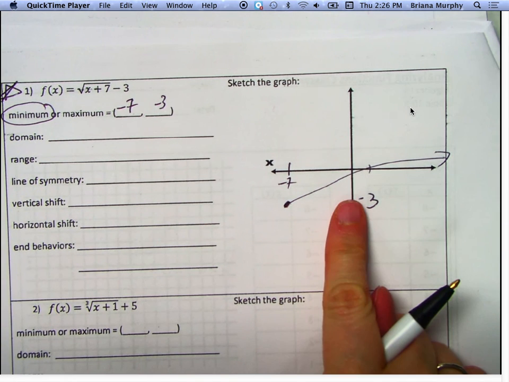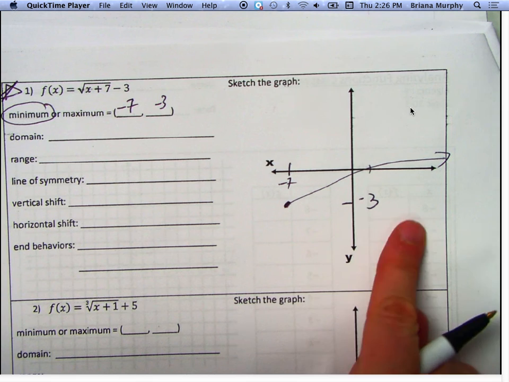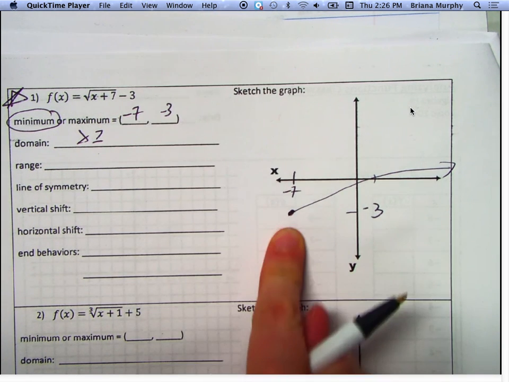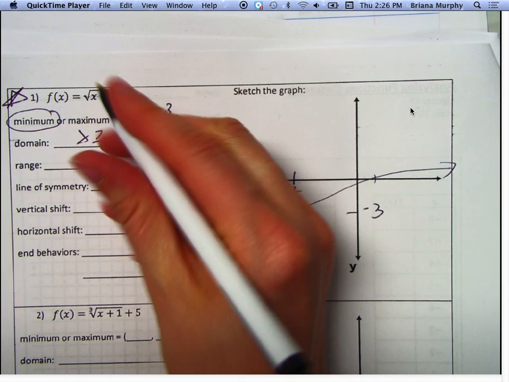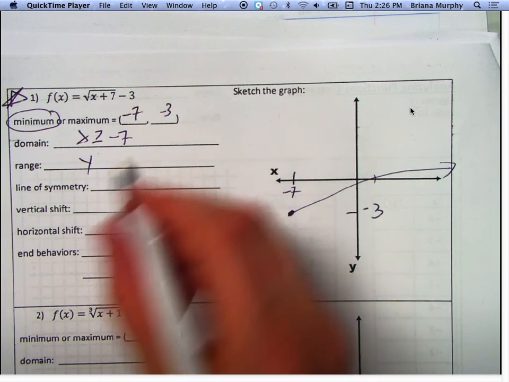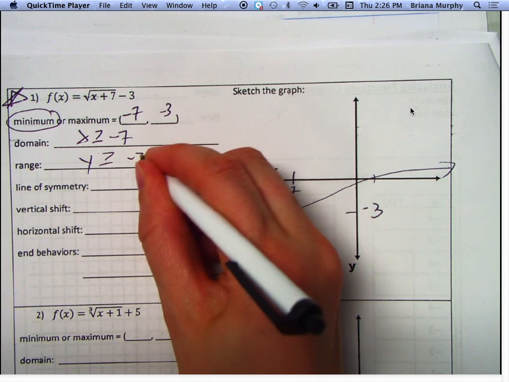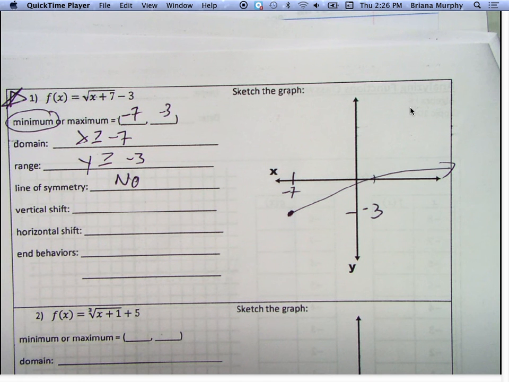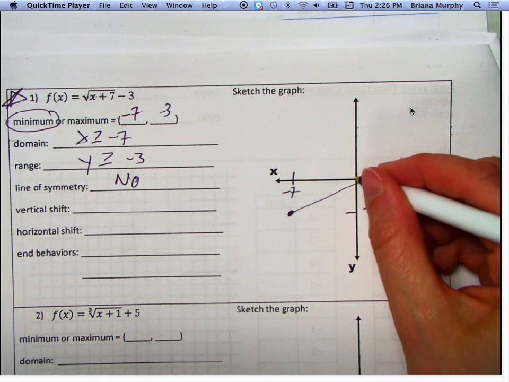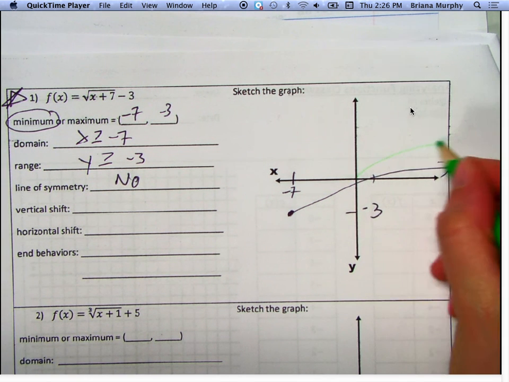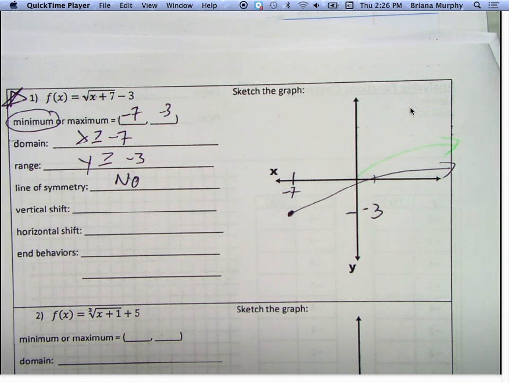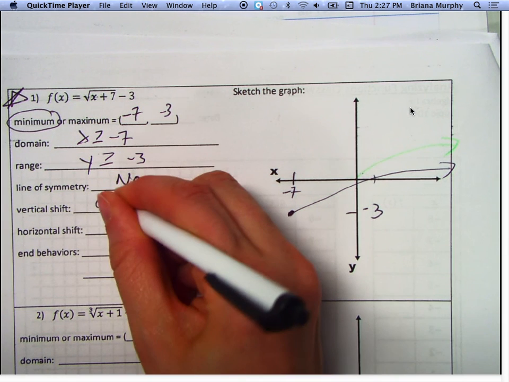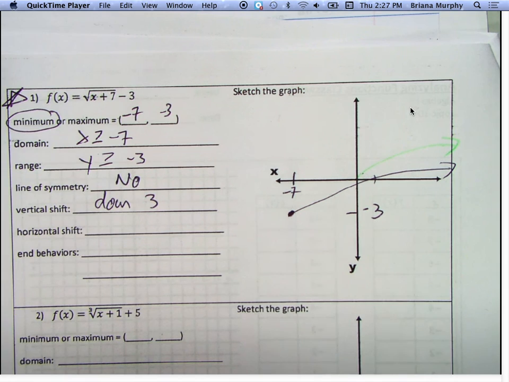Domain, careful. What is x? X is greater than or equal to negative 7. What's the range? Y has to be greater than or equal to negative 3. Is it symmetric? No. Did it shift vertically, up or down? Down. The original usually goes through here. Up and down is vertical. So it went down 3, and left 7.